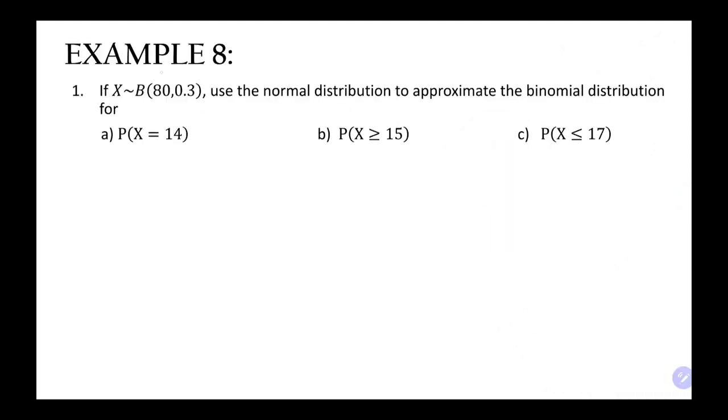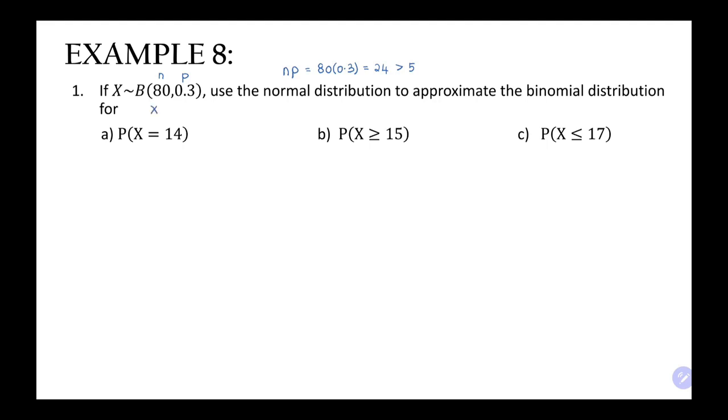If X is binomially distributed with n equals 80 and p equals 0.3, use the normal distribution to approximate the binomial distribution. Okay, sekarang ni kita nampak n kita besar, 80, and n times p, we get 80 times 0.3, we get answer 24. So 24 is greater than 5. Since greater than 5, we need to change to normal.